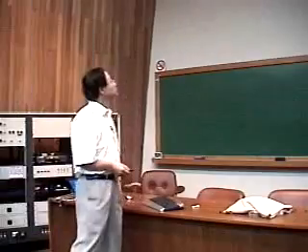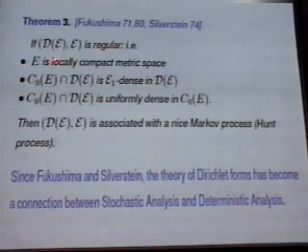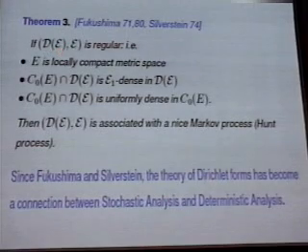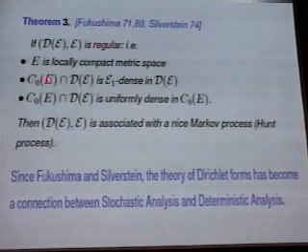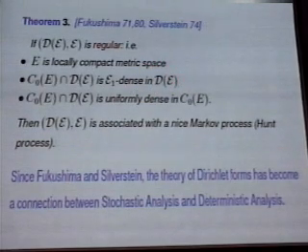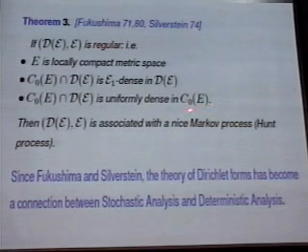The breakthrough goes back to Fukushima and others. They found that if a form satisfies these three conditions, it is called regular. A Dirichlet form is regular in the sense that the basic space is a locally compact metric space, and the continuous functions with compact support are dense in the domain with the form norm, and also dense in the continuous functions with compact support in the uniform norm.